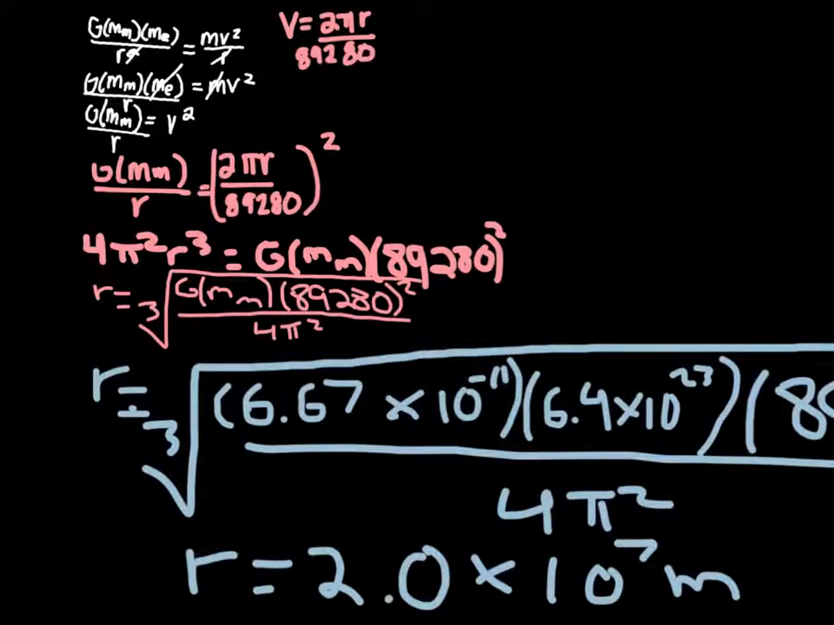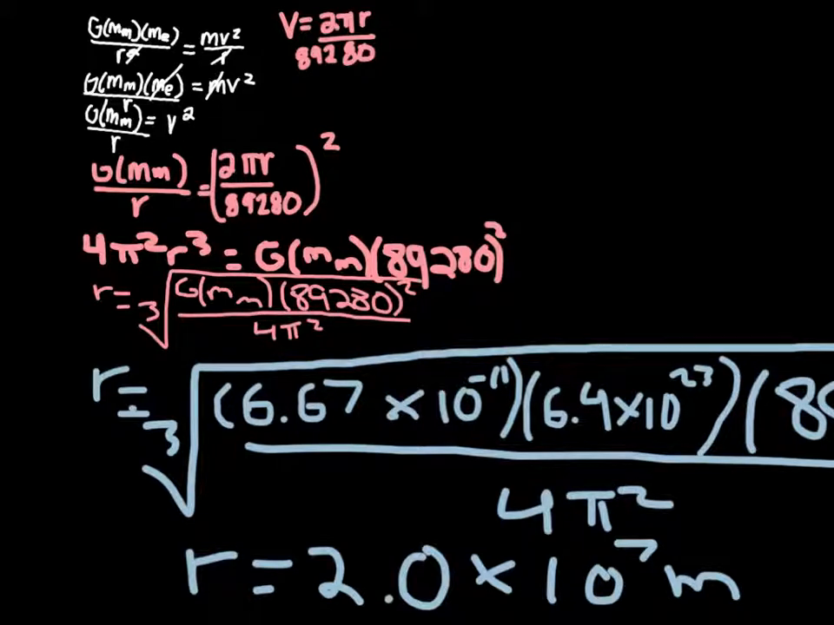Then velocity can be substituted for 2 pi r over 89,280, and this comes out to be G times the mass of Mars over r equals 2 pi r over 89,280 squared. When the numbers are cross-multiplied, this comes out to be 4 pi squared times r cubed equals G times the mass of Mars times 89,280 squared.